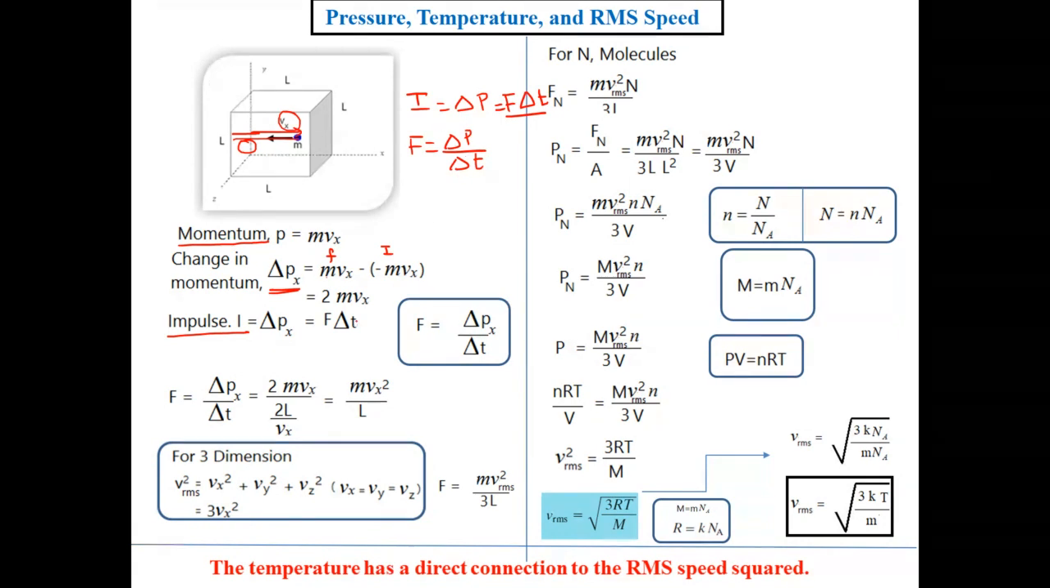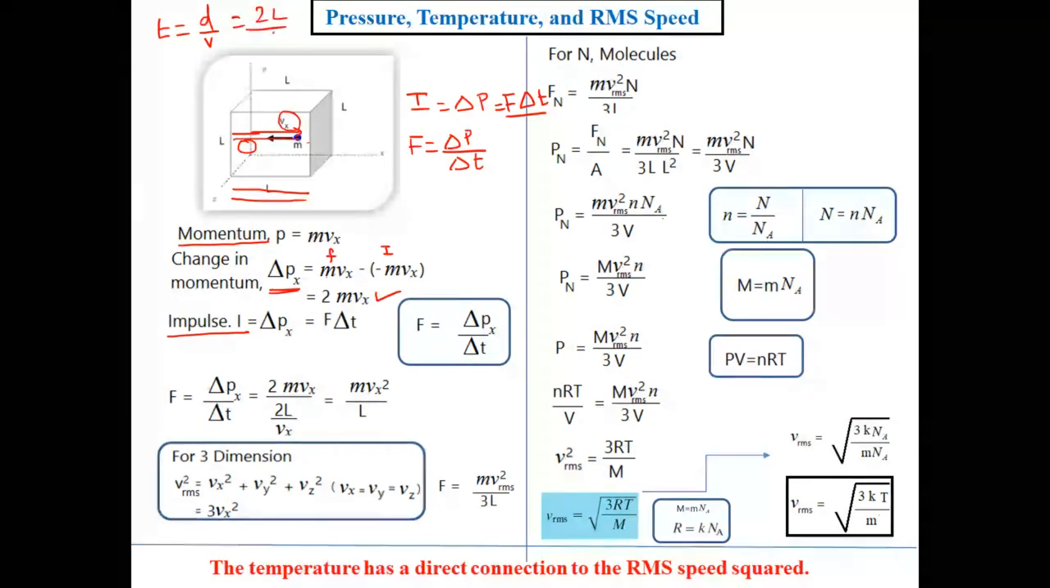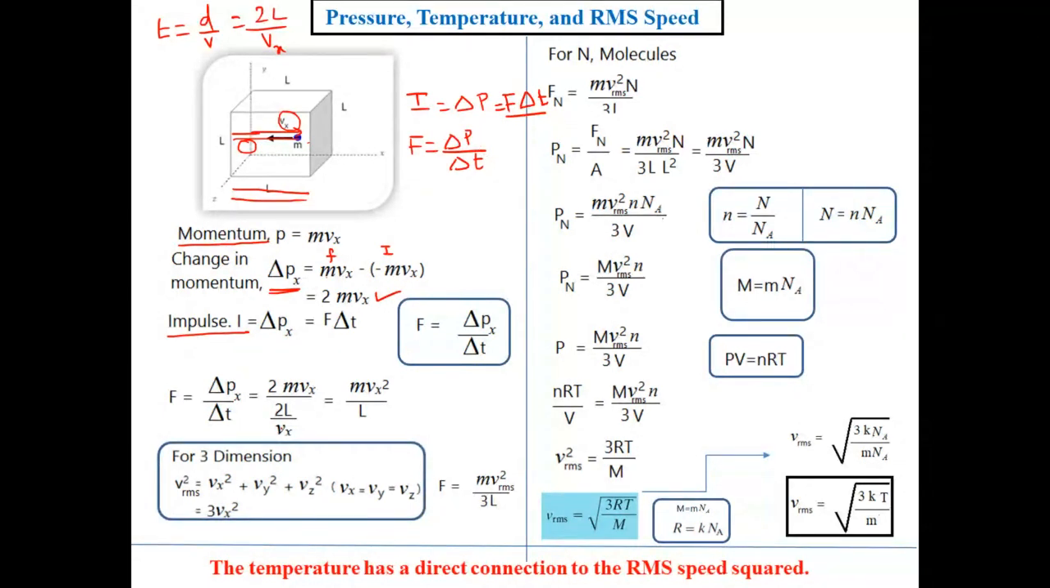So what is my change in momentum? We got 2 multiplied by mvx. And what is my time? Time is equal to distance over speed. How much distance is it traveling from this point to this point? It moves L in this direction, and it comes back another L. So what is the total distance? 2L. It is moving in the X direction, so my speed is Vx. So I replace this time variable with 2L over Vx. This 2 and this 2 get cancelled, and finally I will get this equation.